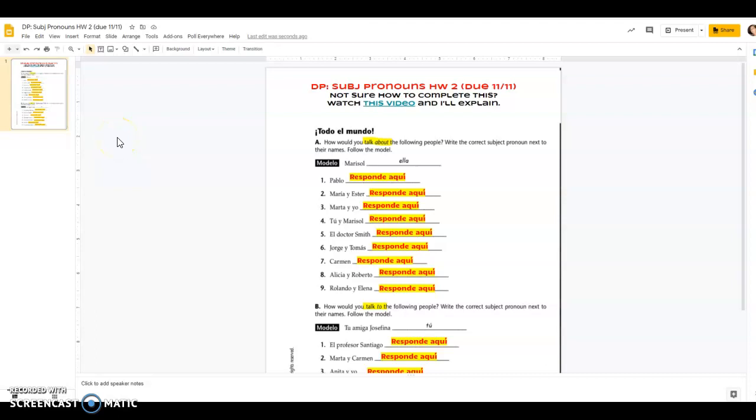DP subject pronouns homework 2. Okay, so if you're not sure how to do this, number one, you gotta make sure that you have your notes page filled in because that's going to help you with everything. Remember, the notes page is in Schoology.